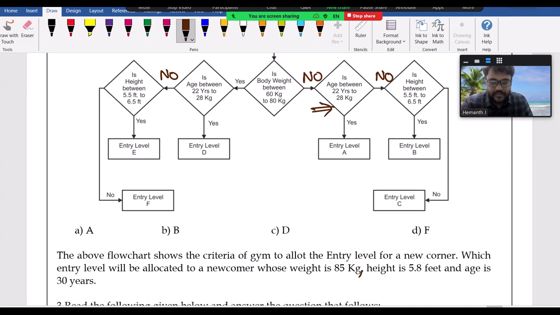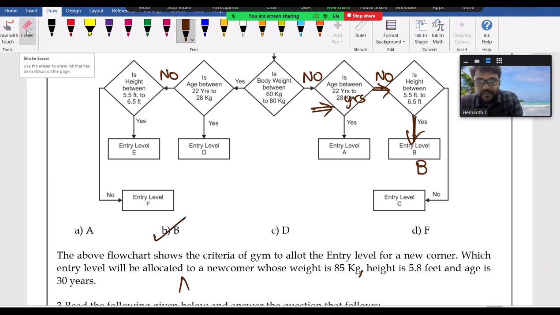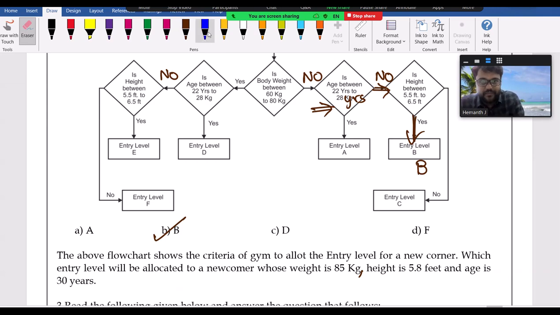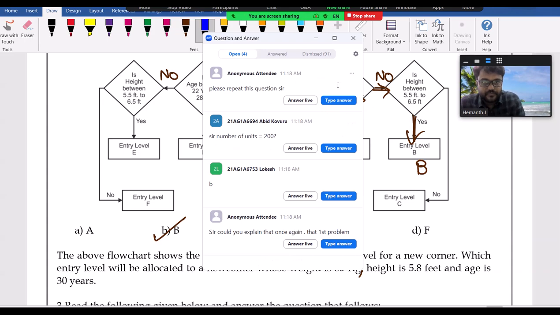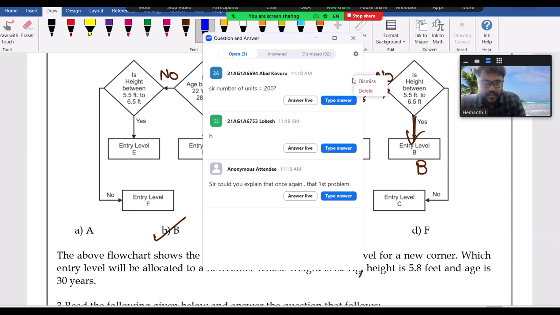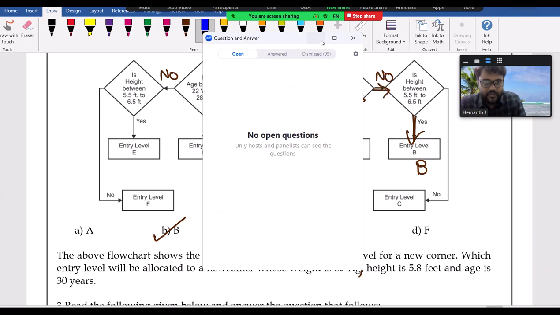Right. Next, his age between 22 to 28 years. Guys, this is years, not kgs. Age is 22 to 28? No. Fine. Again, you enter into this. Okay. Now regarding height. Height is between 5.5 and 6.5. Yes. So you have to enter into B level. So answer is B. They'll give the options: A level, B level, D level, F level. So you have to enter into B level.